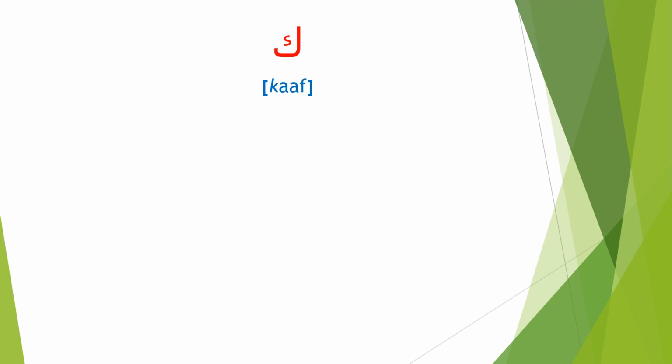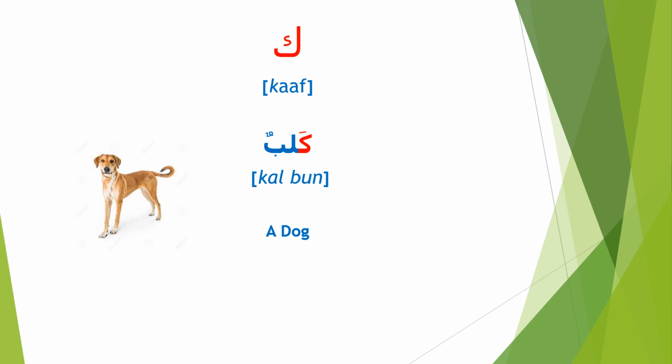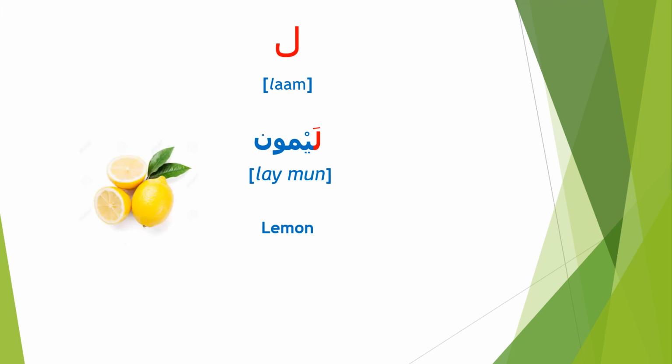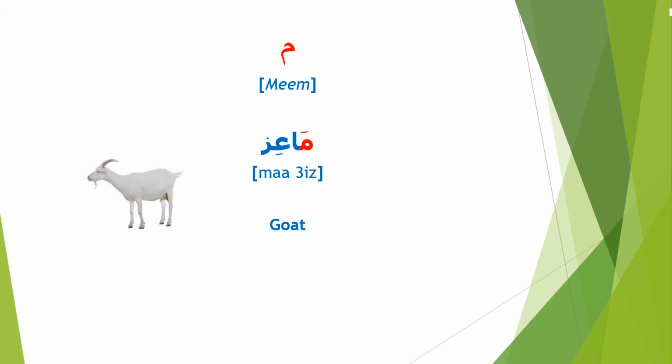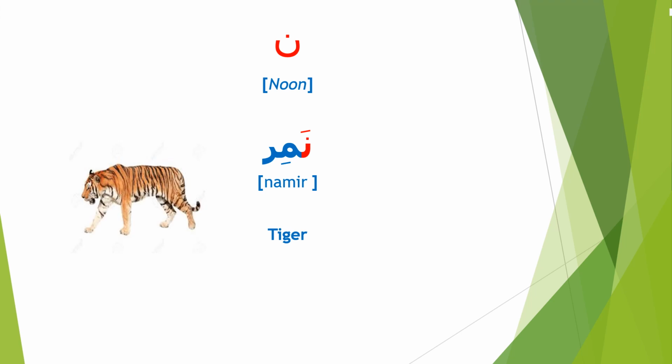Kaf. Example. Kalbun. A dog. Lam. Example. Laymoon. Lemon. Mim. Example. Ma'iz. A goat. Noon. Example. Namir. Tiger.